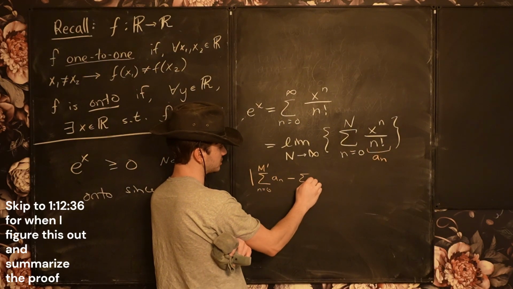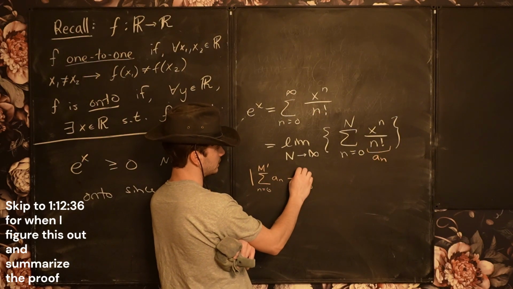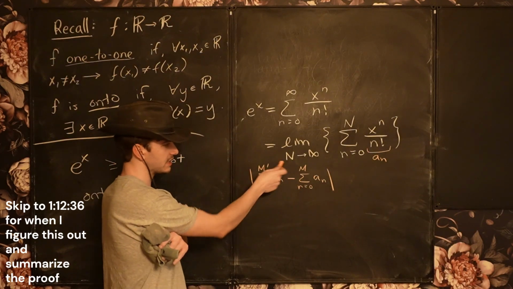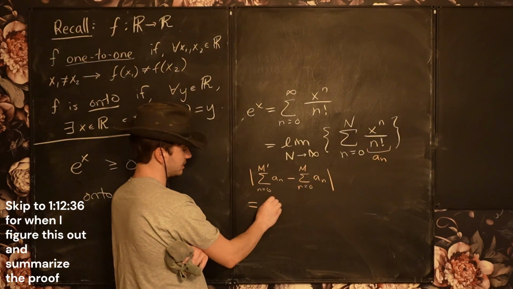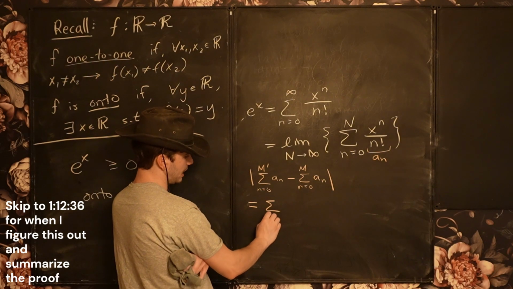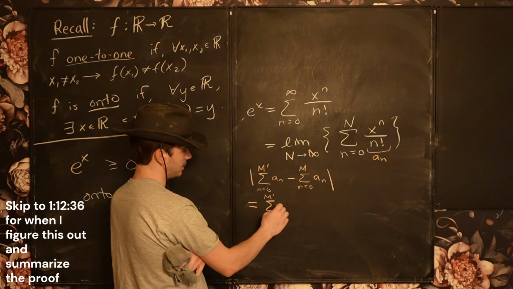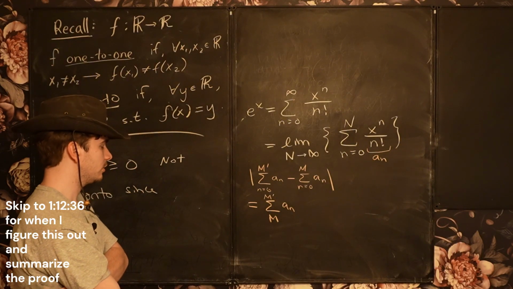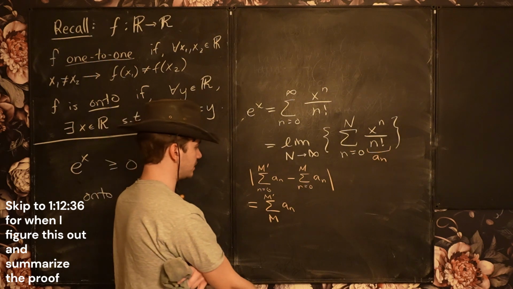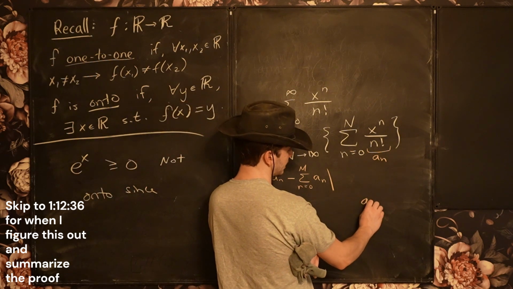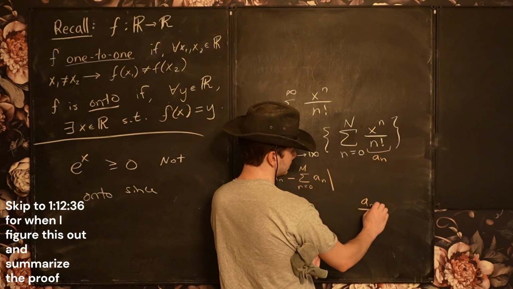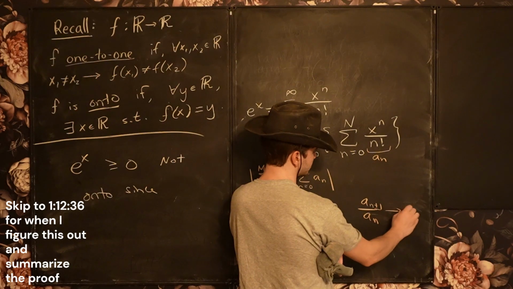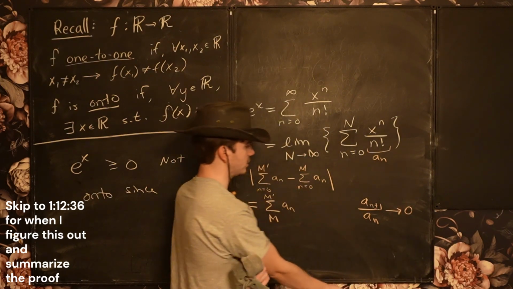So to look at the Cauchy property, we're going to look at the summation from n equals 0 to m prime of a to the n, minus the summation from n equals 0 to m of a to the n. Let's say m prime is bigger than m, so this is going to be the summation from m to m prime of a to the n, okay? All right, and then the idea is that, as we said, a to the n plus 1 over a to the n is converging to 0.